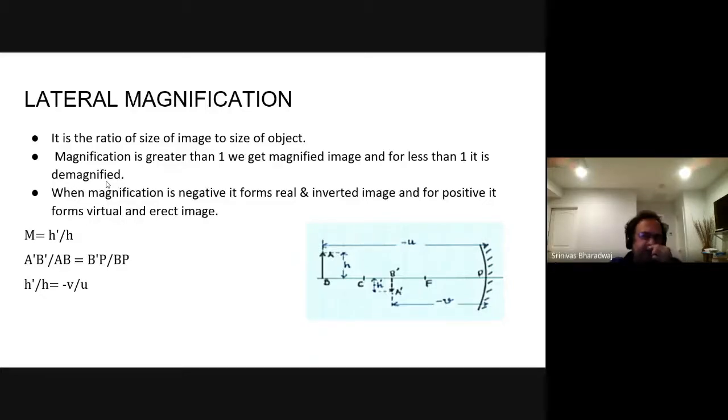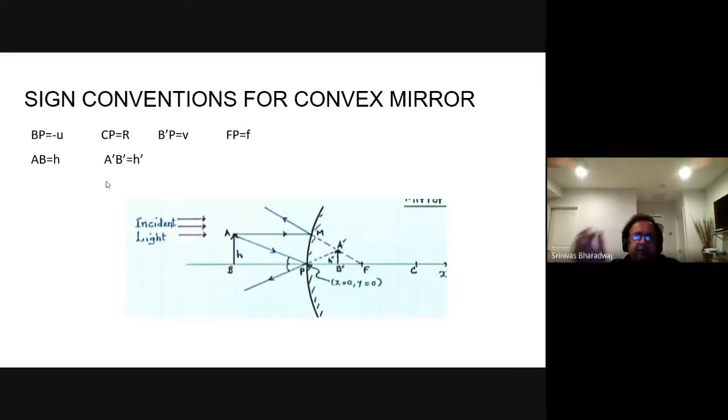And the negative, where does the negative come from? Because it's inverted, right? Magnification is negative, forms a real and inverted image. Positive means it's a virtual and erect image. So notice that. The magnification is negative, means a real and inverted image. Magnification greater than 1, we say a magnified image. Less than 1, we say it is demagnified, or becomes smaller.